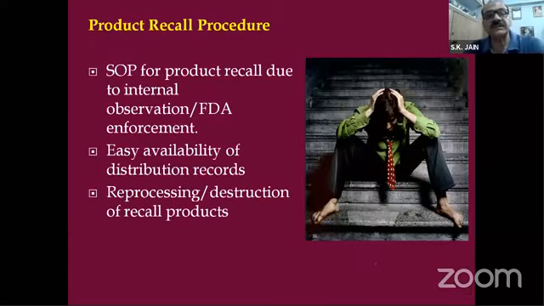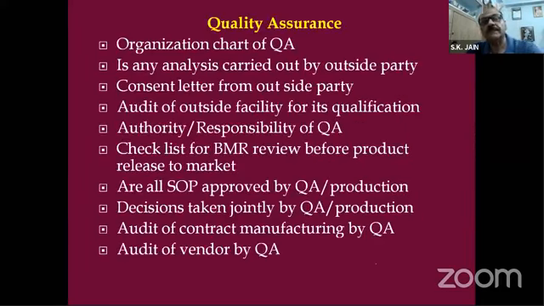Then product recall procedure. If the product is rejected, then how will you recall the product from the market? So there should be SOP for product recall due to internal observation or FDA enforcement. Easily available distribution records, reprocessing and distribution of recalled product, that should have proper procedure. Last one is the quality assurance.